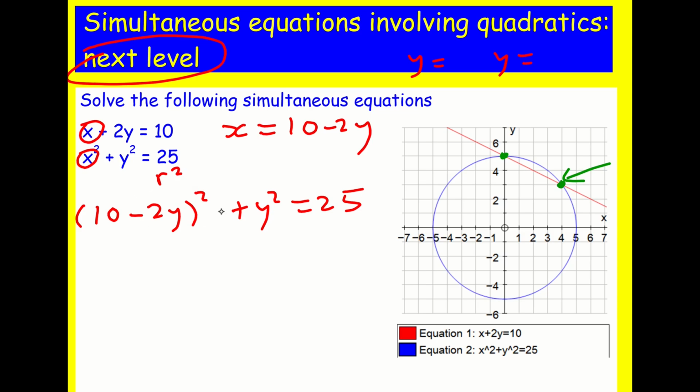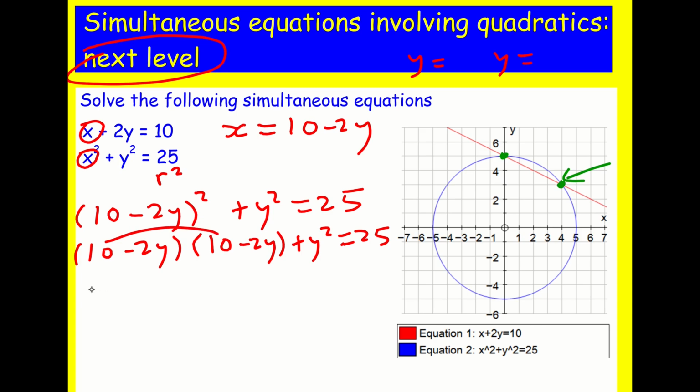Now we've got to solve this. We've got to solve it for y. We've got double brackets here. Don't forget, this is actually 10 minus 2y times 10 minus 2y plus y squared equals 25. That's what that little squared there means. And then I need to multiply this out. So I'm going to get 100. I'm going to get minus 20y, another minus 20y. So I'm going to bring that all together, minus 40y. And then minus 2y times minus 2y. It's quite easy to make a mistake here. It's actually plus 4y squared.